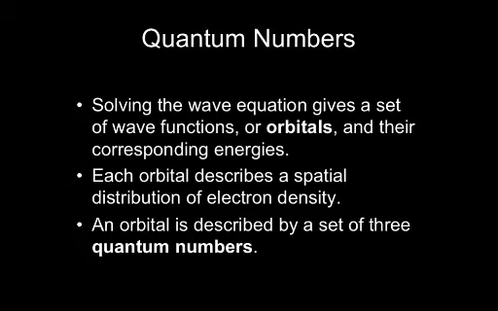When you solve the wave equation, it gives you a set of wave functions, or orbitals, and their corresponding energy. Each of these orbitals describes a spatial distribution of density, and it can be described by a set of three quantum numbers. Before we start talking about the quantum numbers, let's look at the difference between Bohr's orbits and Schrödinger's orbitals.